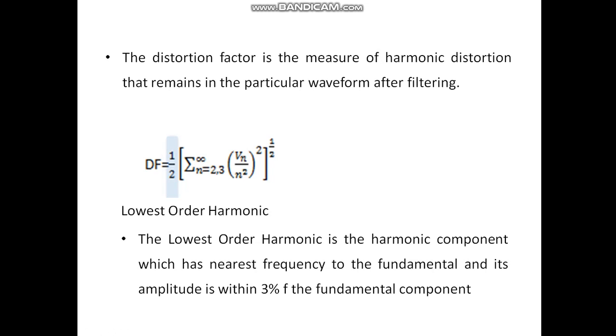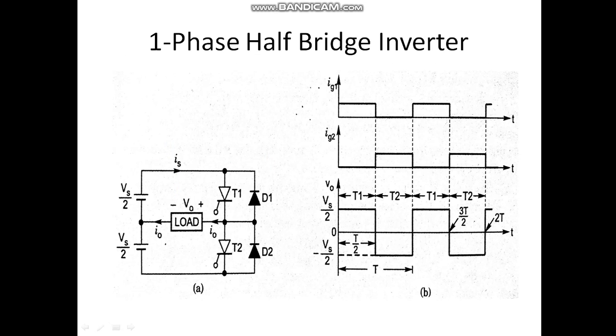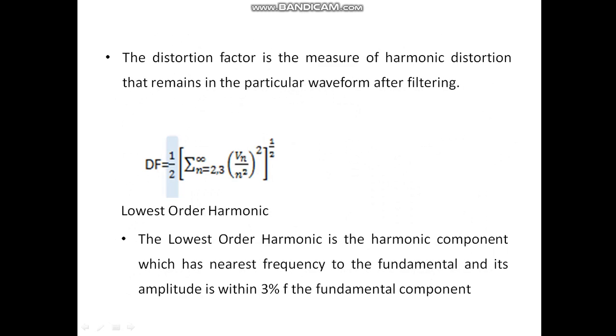Now the distortion factor. Sorry, this is another factor; I had not given the proper reading. The distortion factor, also called DF. Here we can see the formula. The distortion factor is the measure of harmonic distortion that remains in a particular waveform after filtering. So you might have filtered the waveform, but even after filtering, some harmonics remain in the waveform, which is called the distortion factor.